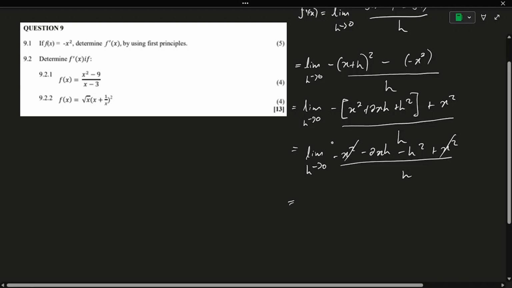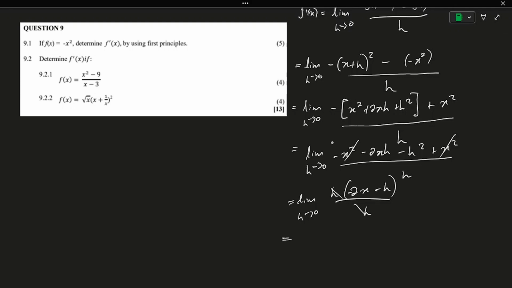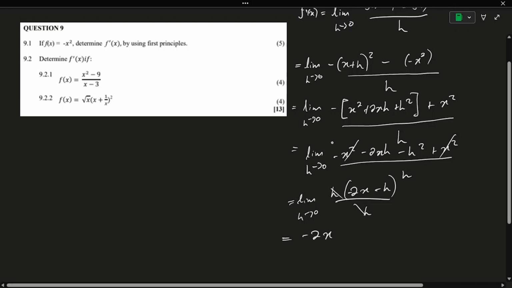So this is going to be the same as the limit as h approaches 0, factoring out h because we're trying to cancel out the h at the denominator. So this is h times minus 2x minus h, divided by h. To remove the limit, we're just going to substitute 0 where there is h, and this is just going to be negative 2x minus 0, which is the same as negative 2x. So this is our f prime x.